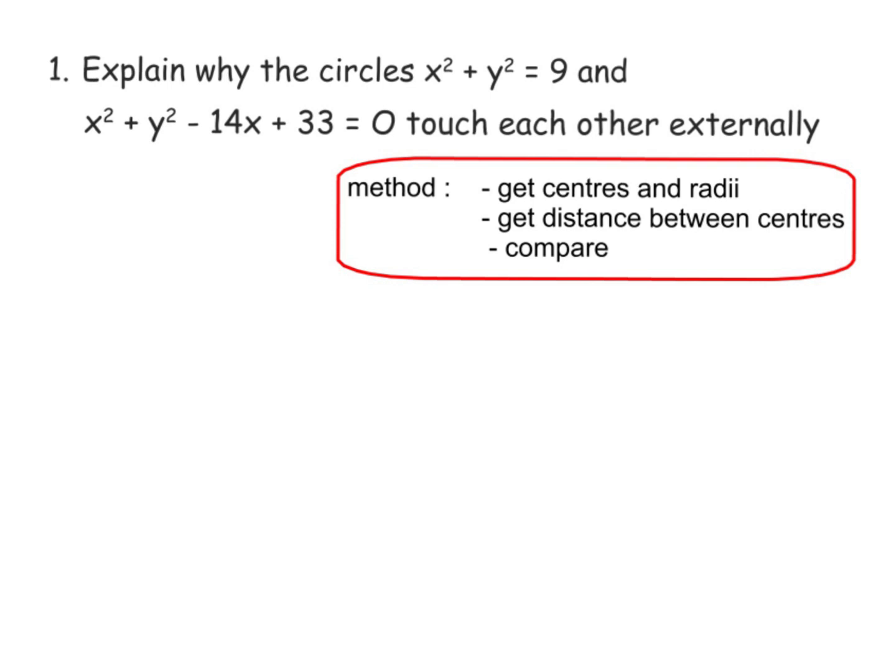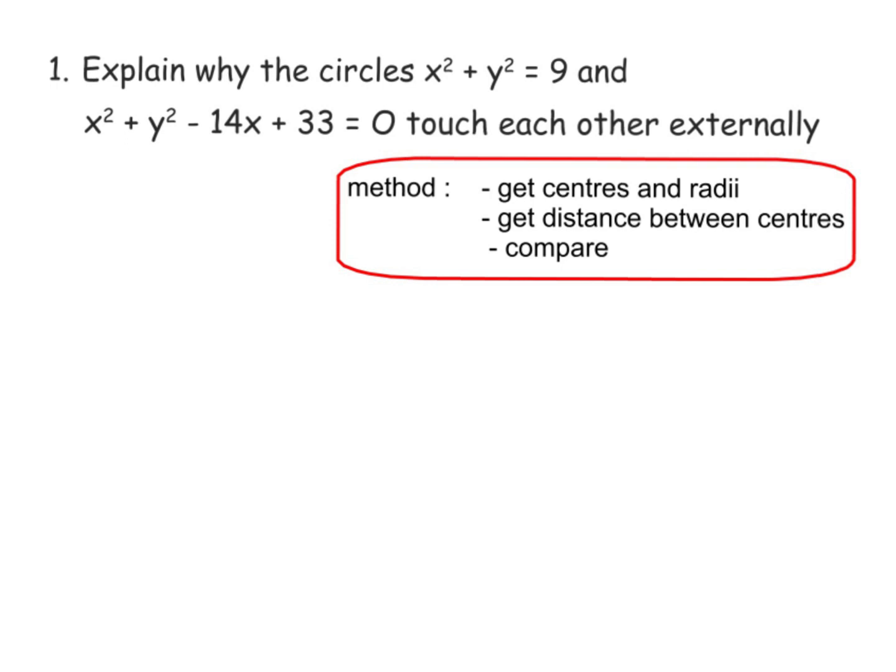So explain why the circles touch each other externally. So here is your method. For every question, even if you're not sure about, oh God, are they touching on the inside or the outside? What you can do is just get the centre of each circle, get the radius of each circle, find the distance between the centres. If nothing else, you've picked up lots of marks. So that's what I've said there. Get the centres and the radii, radiuses. Get the distance between the centres, and then the compare is the bit people struggle with.